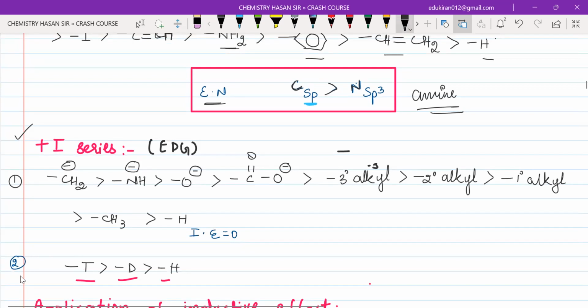This is the plus I effect for T. T is for tritium, which is an isotope of hydrogen. D is for deuterium. Then comes H for hydrogen or protium. This is the donating tendency of the isotopes of hydrogen.